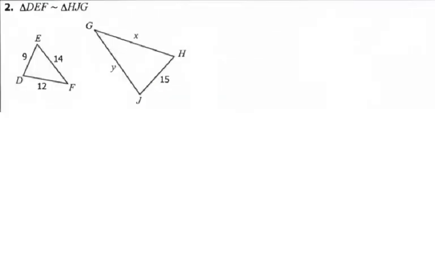On the next example, we'll do the same thing. We'll look at the similarity statement and determine which sides correspond or match up. Side DE matches up to HJ. So we'll highlight this in blue. And then we have DE matches up to JG. And lastly, we have DF corresponding to HG.